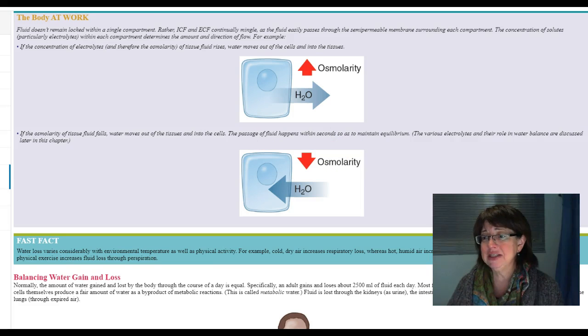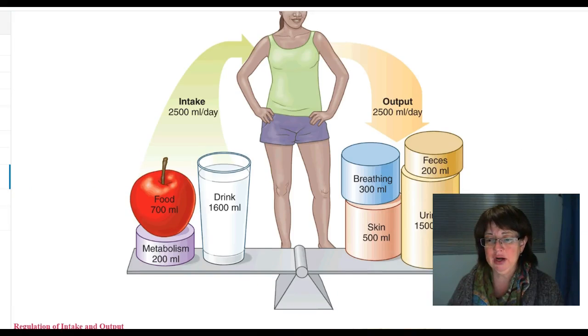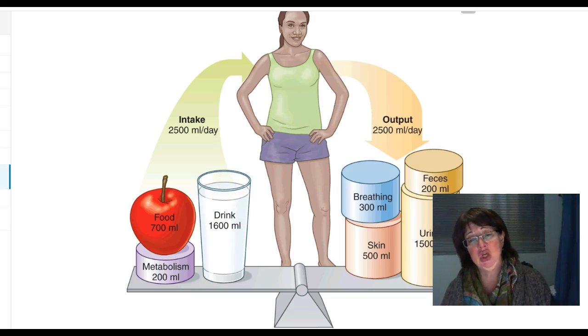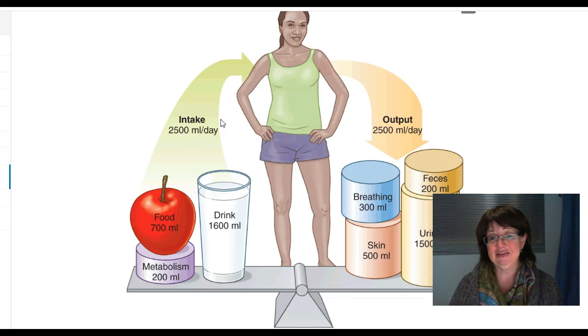Now, how does the body get most water? The main water for the body actually comes from drinking it. You should drink about 2.5 liters a day. So most of it comes from drinking, some comes from food, and some comes from metabolism.